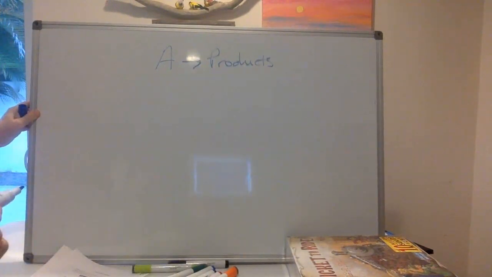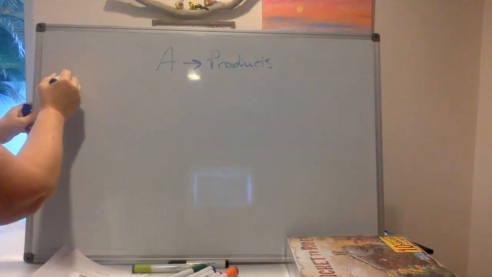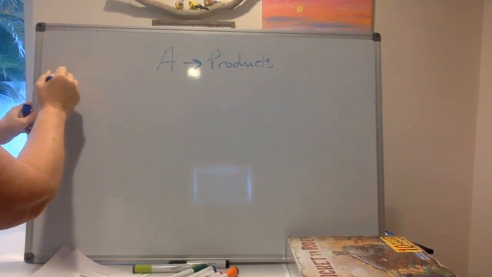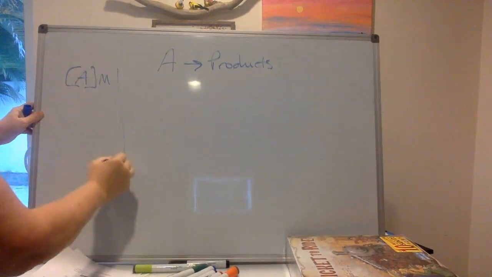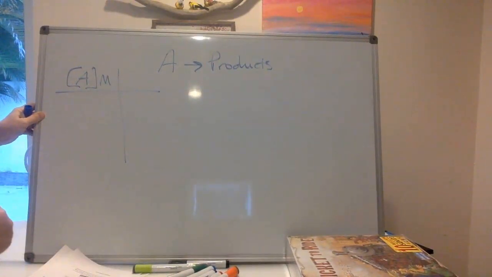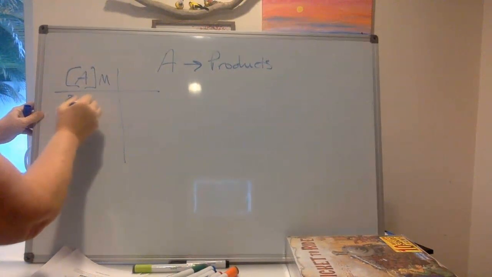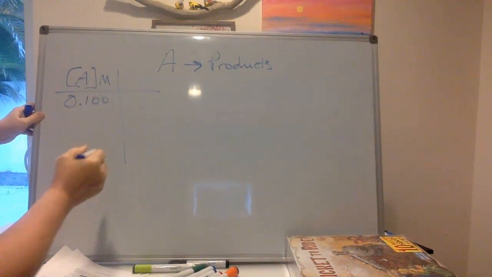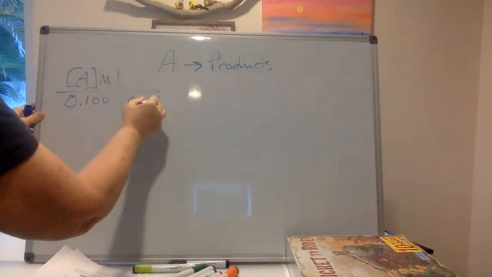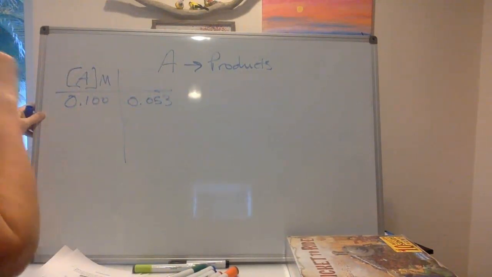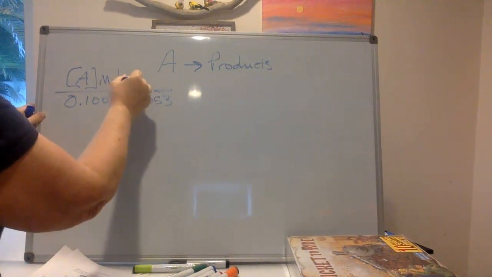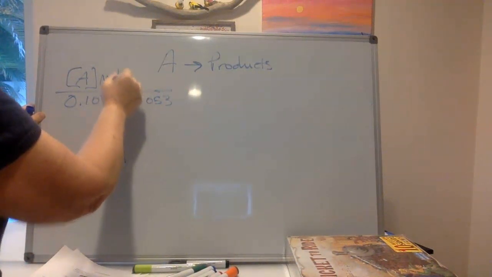So this person conducted an experiment, and in the first trial, we see that they used the concentration of A in molarity. The concentration of A was 0.1, and the rate was 0.053. So they took the concentration from start to finish and divided it by the time, and that's how they got the initial rate.